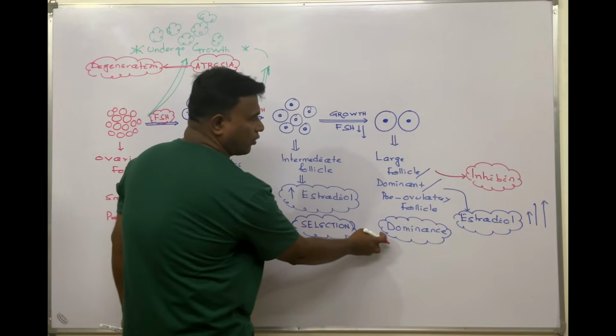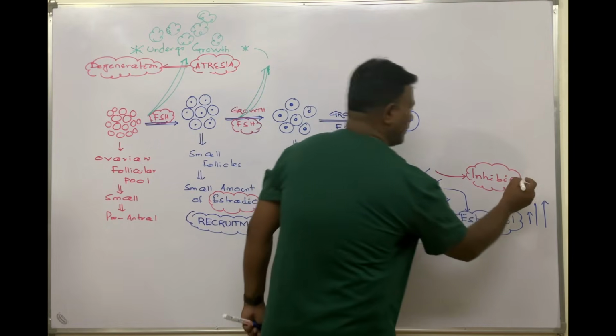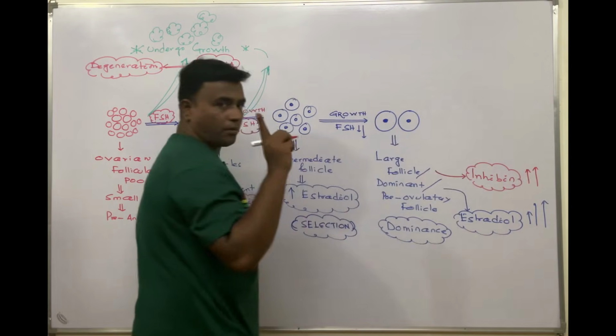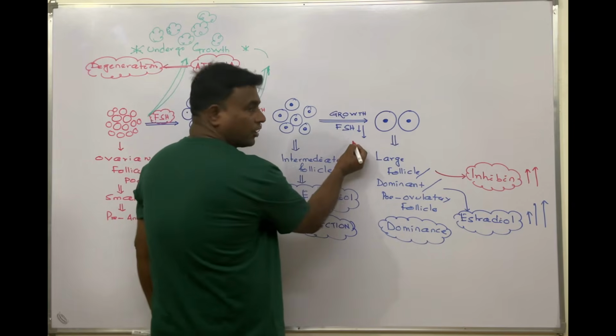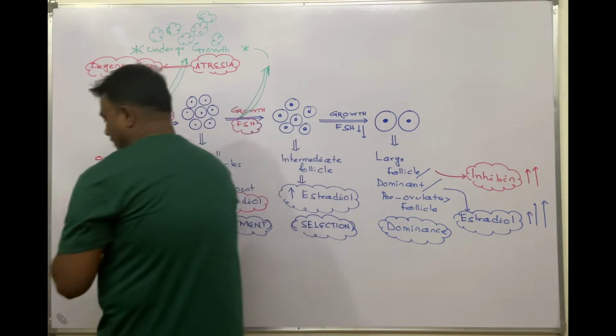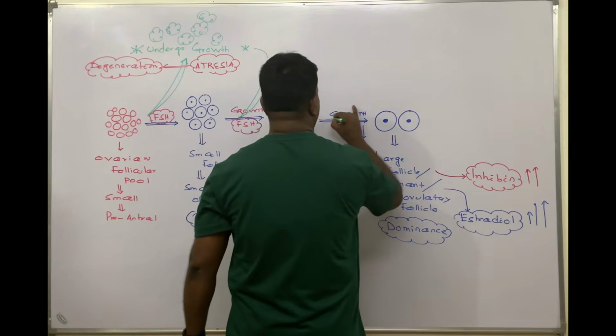The cycle is known as dominance. Estradiol is increased, inhibin secretion has started and it is increased. Point to be noted, and this is important: FSH sensitivity is down. Growth is going on. Follicle number has reduced. But see this, this is another very, very important point.